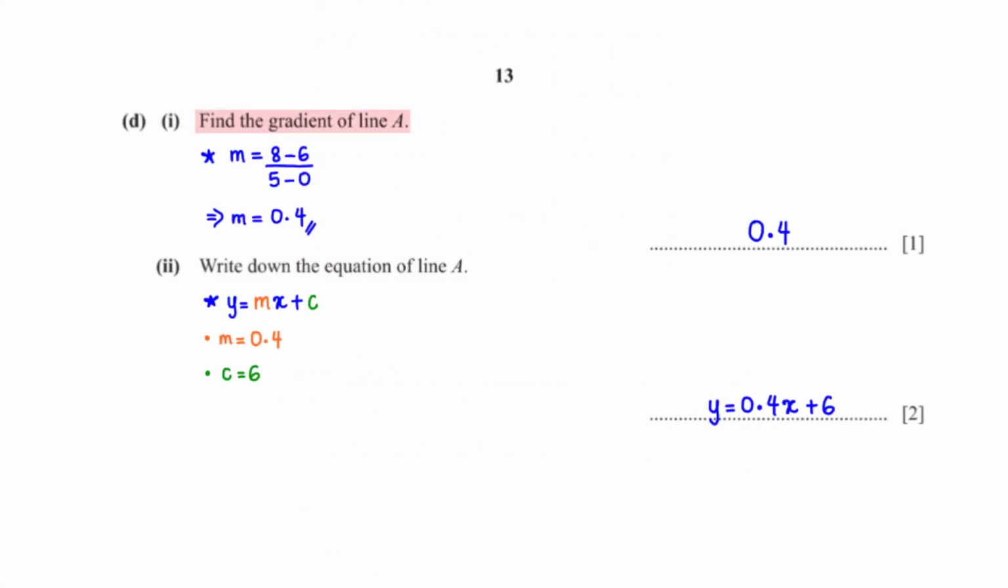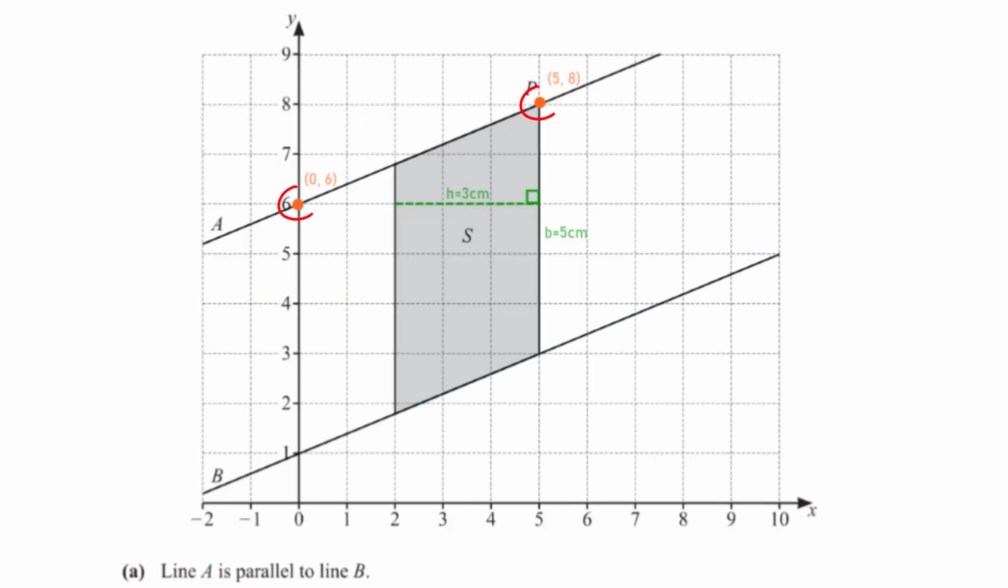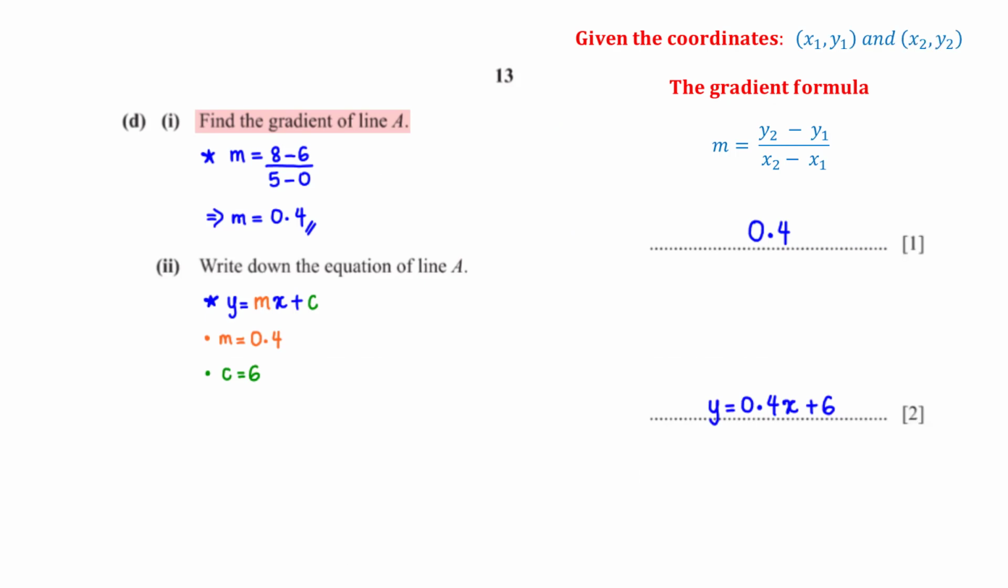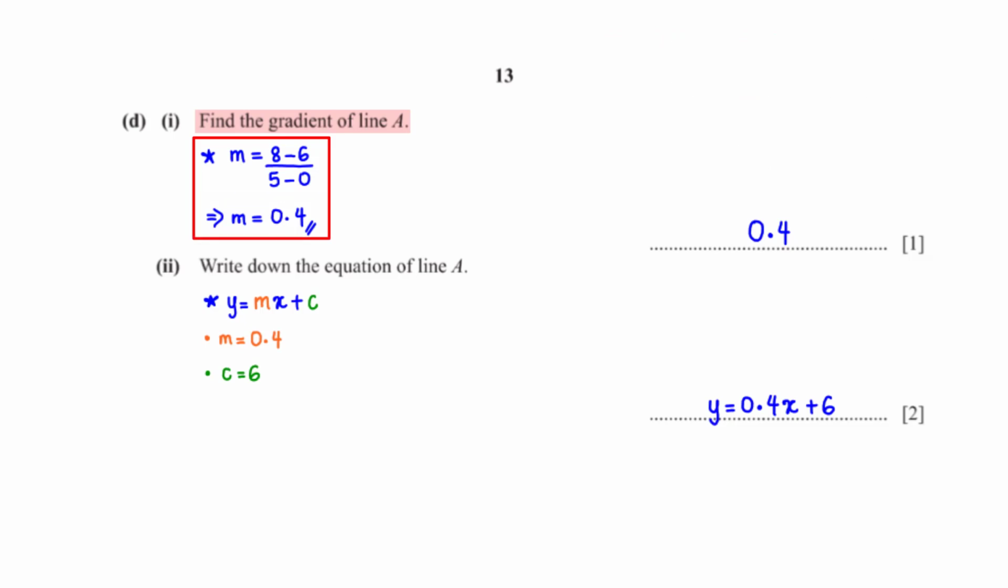Find the gradient of line A. To get the gradient of line A, we pick 2 points on line A. By applying the gradient formula, we get the gradient to be (8 minus 6) over (5 minus 0), which is equal to 0.4.